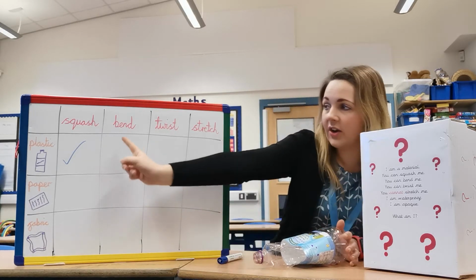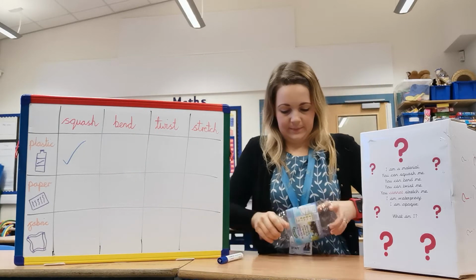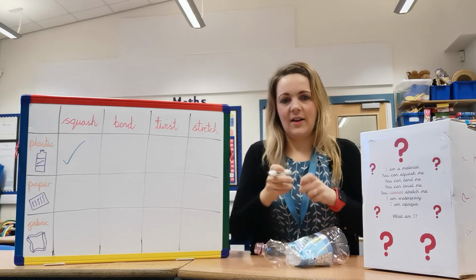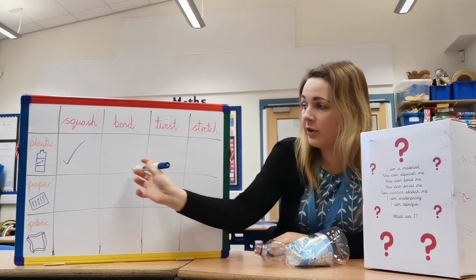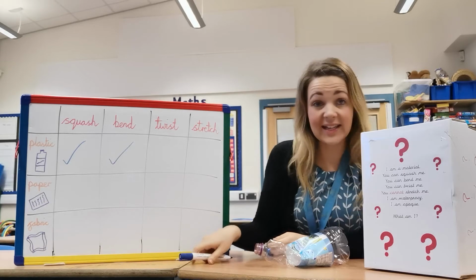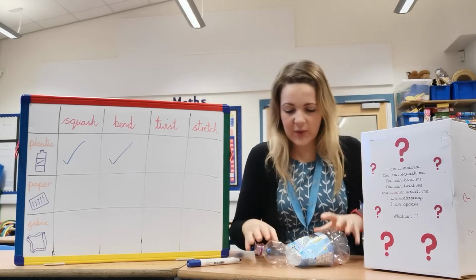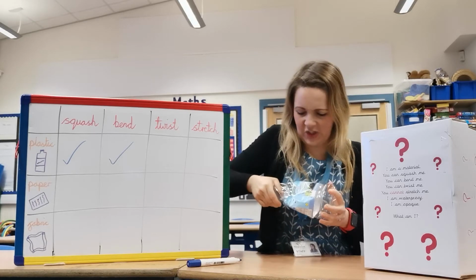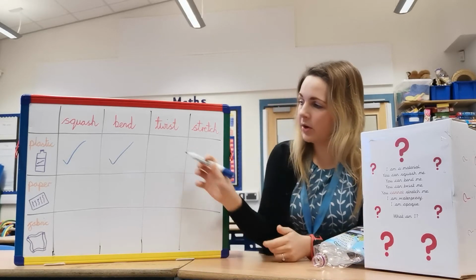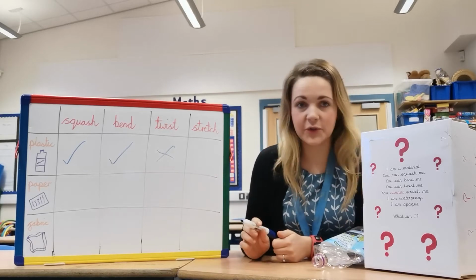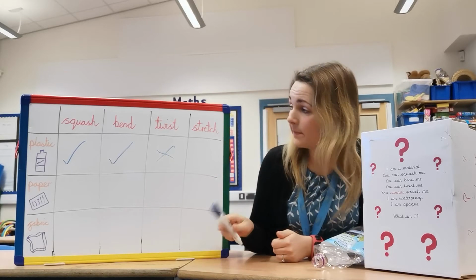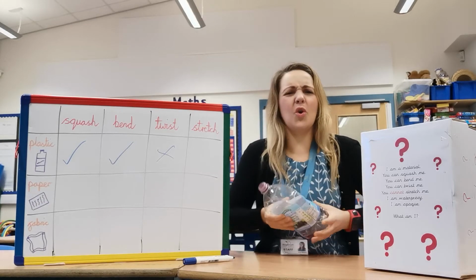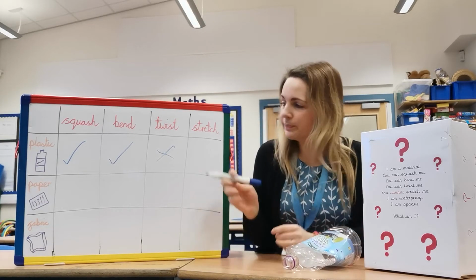So the plastic, can I bend it? Yeah, I can bend it. So I can put it into a curve shape. So I tick it, I can do that. Can I twist my bottle? I can't put it into a curling shape. No. So that one I put a cross because I cannot twist it. Can I stretch my bottle? Can I make it into a longer or wider shape? No.